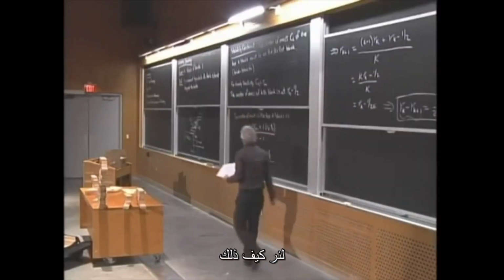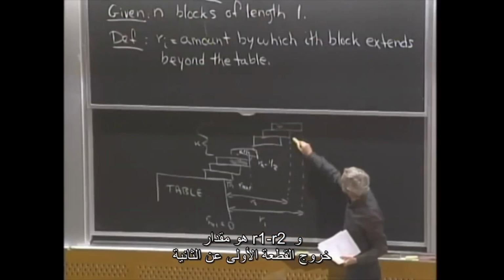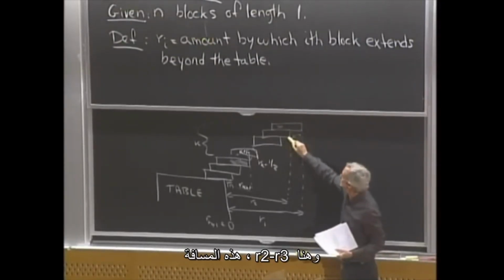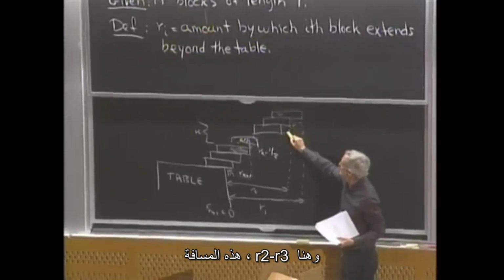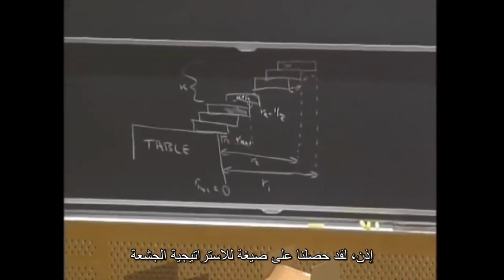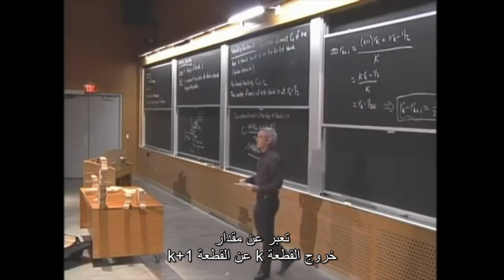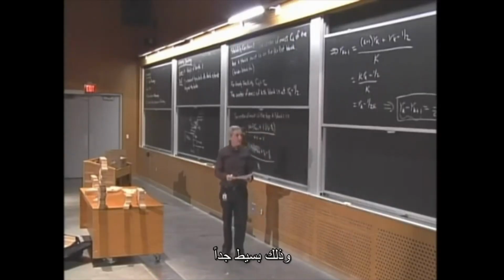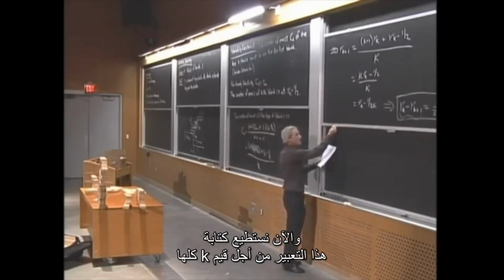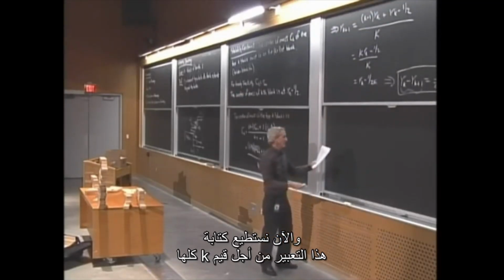So let's see that. Right, so here's R1, here's R2. R1 minus R2 is the amount by which the first block sticks out over the second. Here's R2 minus R3. It's that distance. All right, so we've gotten a formula for the greedy strategy of how much the kth block sticks out over the k plus first block. And it's pretty simple.